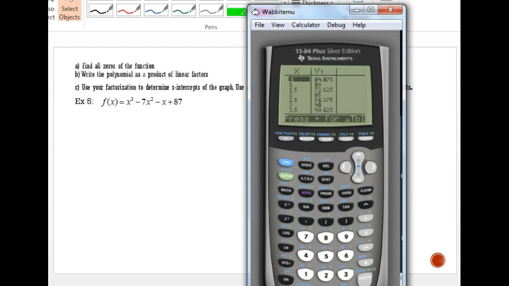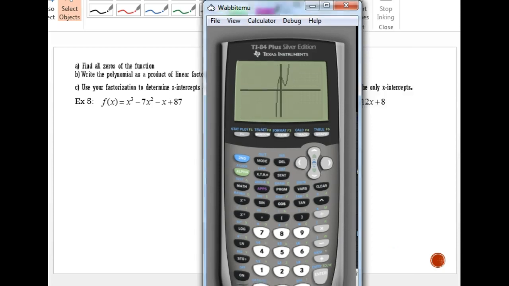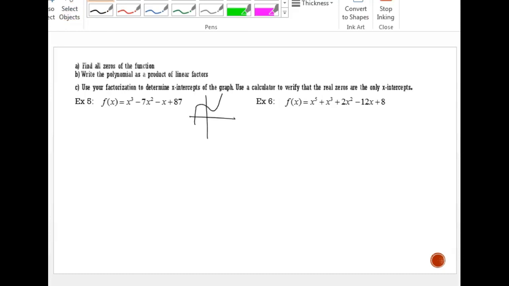So go to our table, and we knew it was negative, somewhere negative, so I'm going to go down. Where is that y value 0? Right there, where x is negative 3. So I'm going to start with negative 3 to test it, okay? I'm going to sketch that graph, and this right here is negative 3. So that gives me a place to start with good old synthetic division.